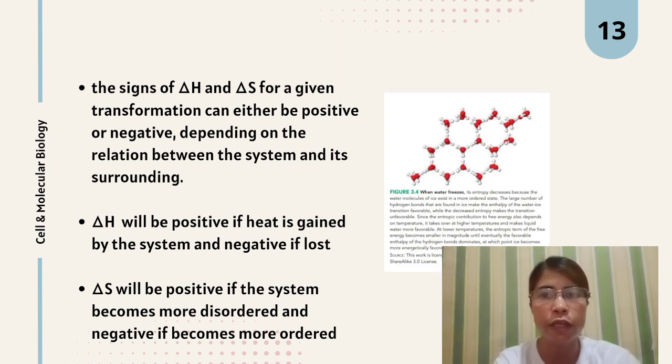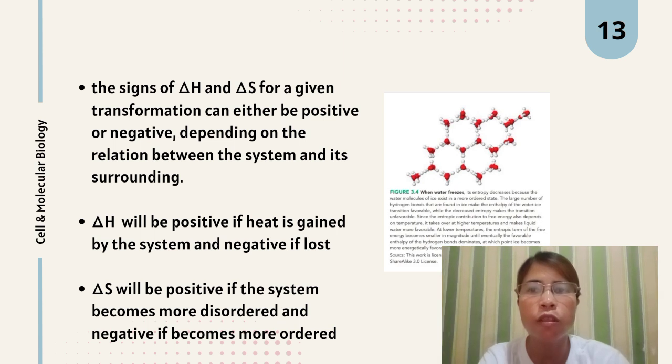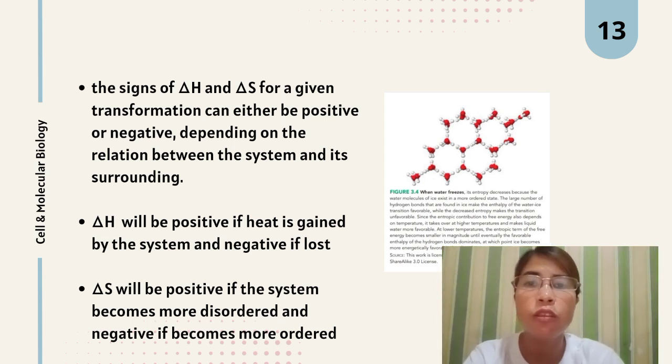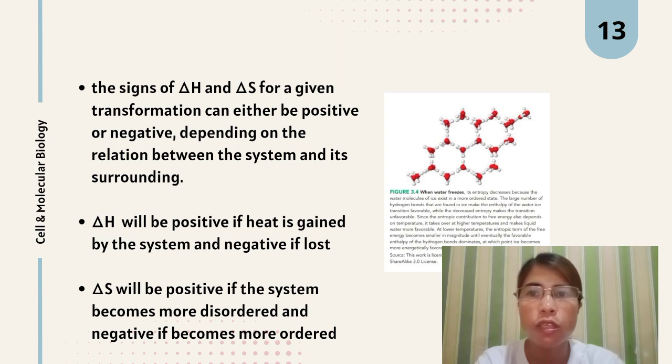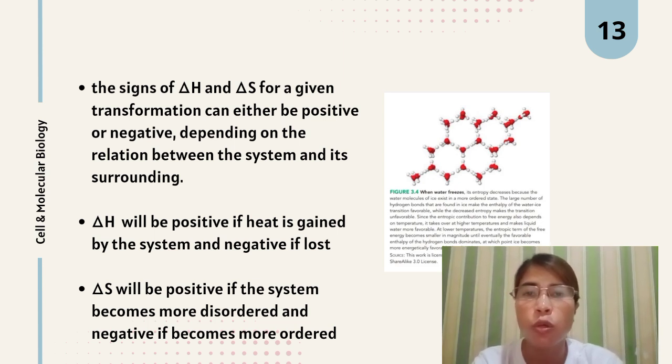So the change in entropy will be positive if the system becomes more disordered and negative if it becomes more ordered. So we can see here an example in figure 3.4, which is water freezing. Its entropy decreases because the water molecules of ice exist in a more ordered state. As we said earlier, when it is in a more ordered state, its entropy decreases. So the large number of hydrogen bonds found in ice makes the enthalpy of the water-ice transition favorable, while the decrease in entropy makes the transition unfavorable.